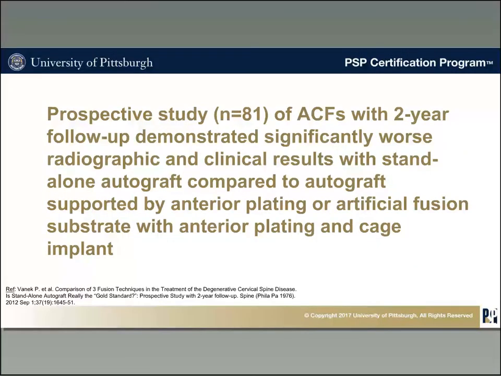One prospective study with 81 patients that looked at anterior cervical fusions with 2-year follow-up demonstrated significantly worse radiographic and clinical results with standalone autograft compared to autograft supported by anterior plating, or artificial fusion substrate with anterior plating and cage implant. So even though most discectomies will spontaneously fuse, instrumentation allows for superior clinical outcomes.